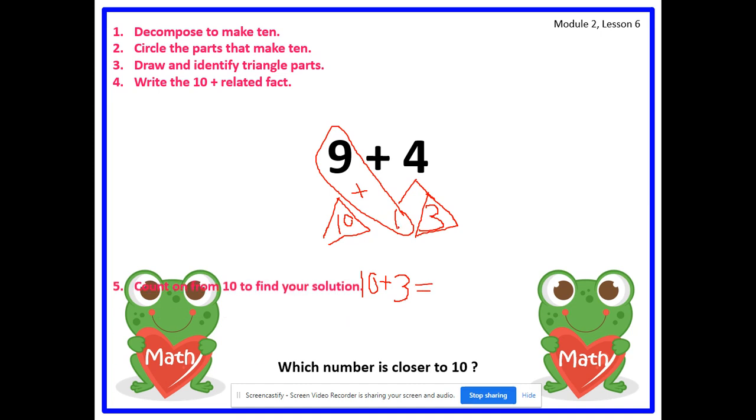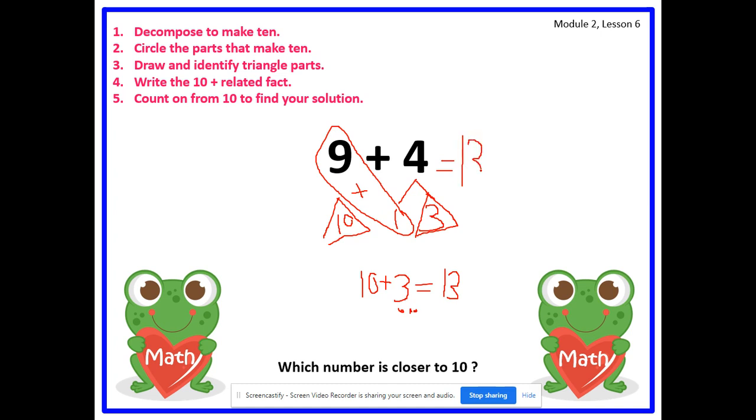And finally, step 5, you count on from 10 to find your solution. Some of you already know what 10 plus 3 is. And if you don't know, make sure you count on. You draw 3 dots and count on from 10. Count on with me. Get ready. 10, 11, 12, 13. What's 10 plus 3? Get ready. Yes, 13. Don't forget to write your answer in the number sentence at the top.